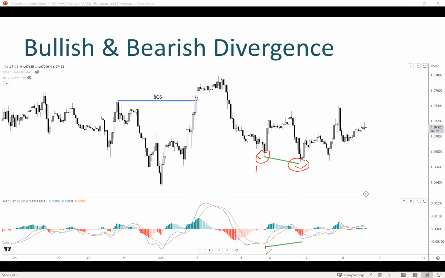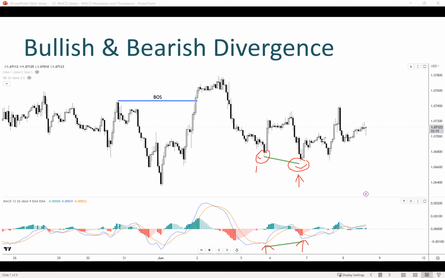If I mark out the lows here, you can see that this low that's formed is higher than its previous low. But in price itself, you can see that this low that was formed is lower than the previous low. So this is a bullish divergence. What this suggests is that your selling pressure is weakening. And when selling pressure weakens, when there are fewer sellers to come into the market to push price lower, what this might translate to is that we could see a potential bullish reversal.